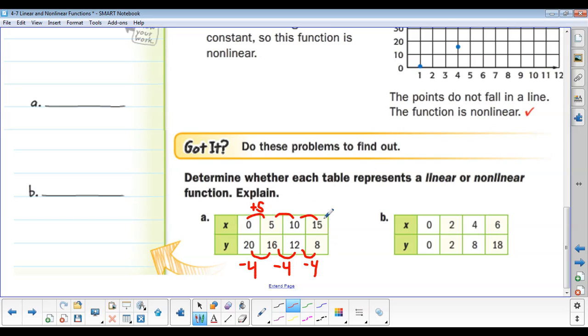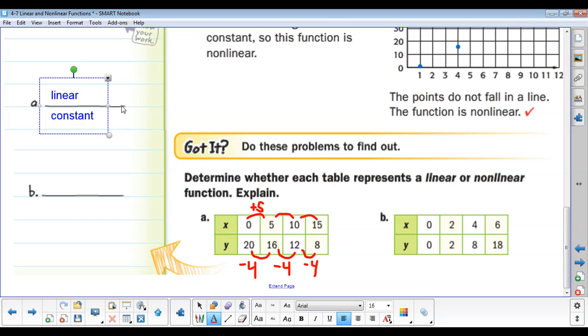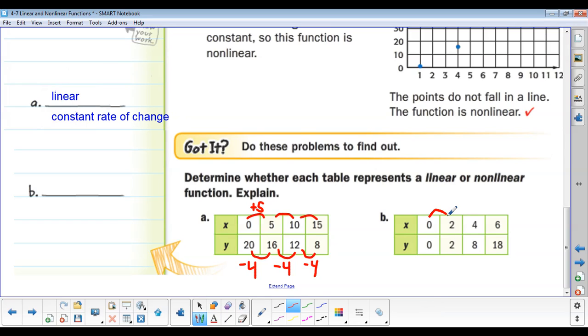Because the x values change by the same thing each time and the y values change by the same thing each time, A is linear. It has a constant rate of change. Now in part B, let's take a look. This goes up by 2, up by 2, up by 2. So x checks out. That one's good.